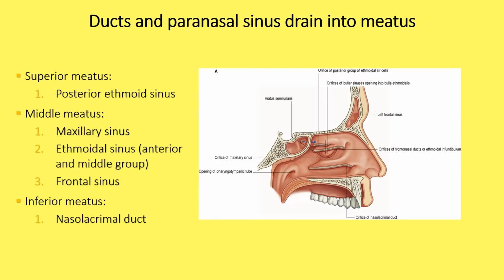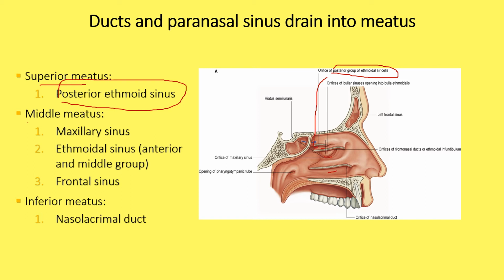So all the sinuses drain into the meatus, but which sinus drains into which meatus? Because we have three parts of the meatus: the superior meatus, the middle meatus, and the inferior meatus. The posterior group of the ethmoidal sinus drains into the superior meatus.